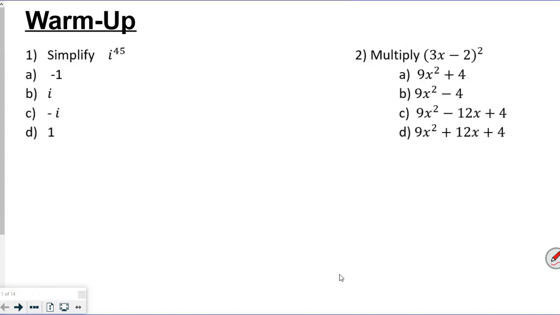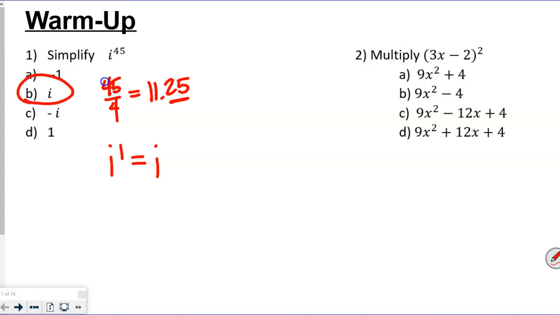Okay, so the method we're using here is the quarter method. So we're going to take the 45 and divide it by 4. And when we do that, we get 11.25. And all we're concerned about is that 25 cents right there, right? So how many quarters is that? That's 1 quarter. So this is i to the first, which is, yes, i. So the answer was B.